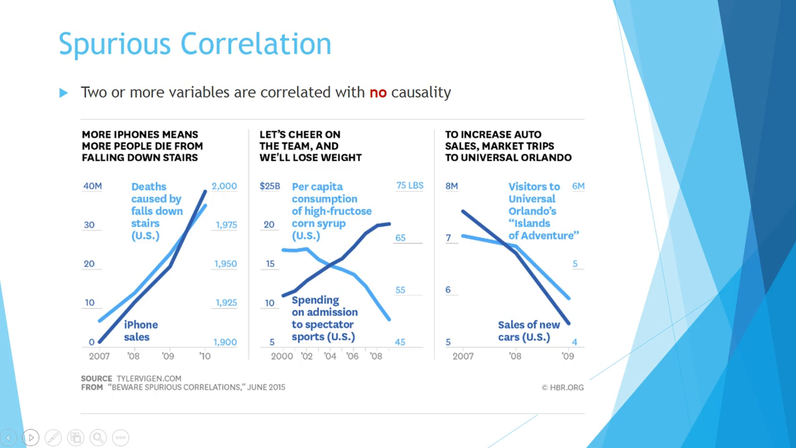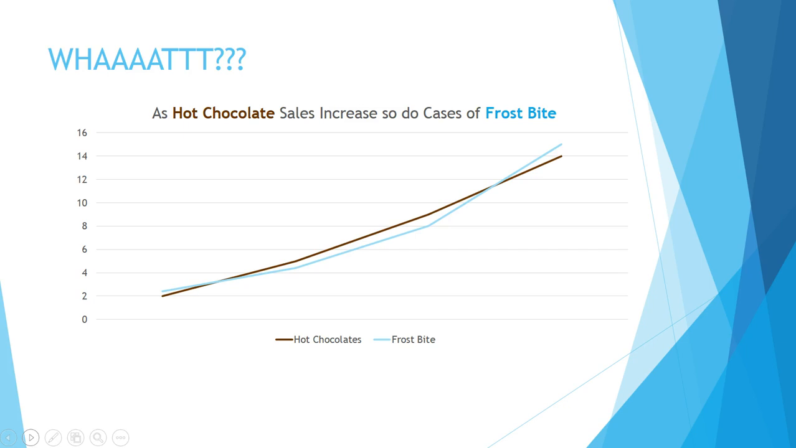So to go back to our seasonal goodies as an example, as hot chocolate sales increase, so do cases of frostbite. In this relationship, you can see that there were 2 hot chocolates sold and a little over 2 cases of frostbite. And then when there were 4 hot chocolates sold, there were a little less than 4 cases of frostbite. And you can see as hot chocolate sales increase, so do cases of frostbite.